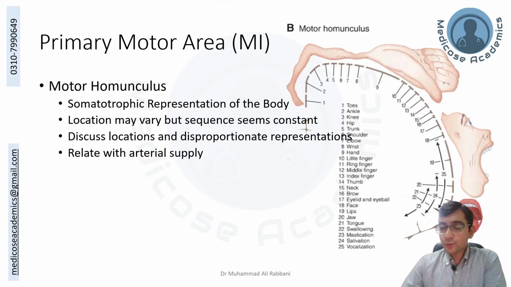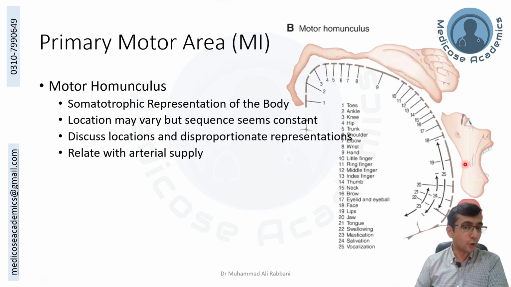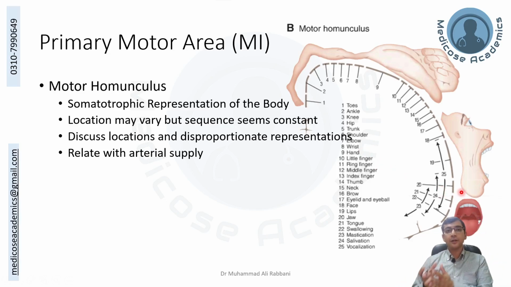Now, if you try and meticulously figure out which point serves which area, you will eventually make a map of the body on the surface. Like, this area will supply the oral cavity and tongue. This area will supply the different muscles of the face, and hand and trunk and legs and foot. So this whole map, this somatotopic representation of the body, is called the motor homunculus. The location may vary from person to person, but the general map, the general sequence, is usually constant.